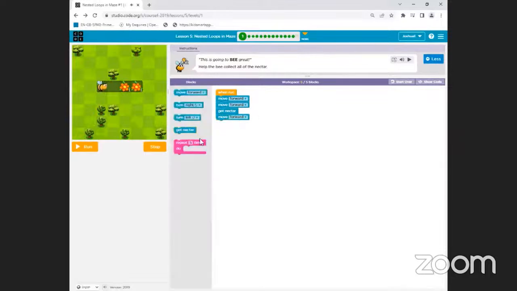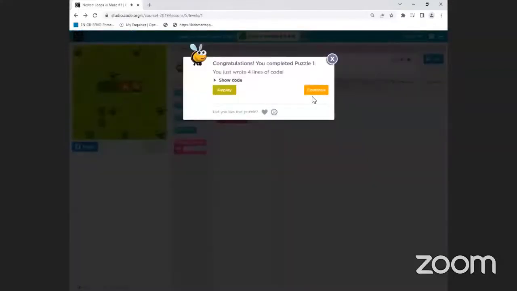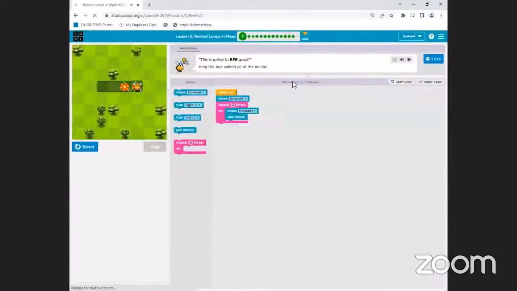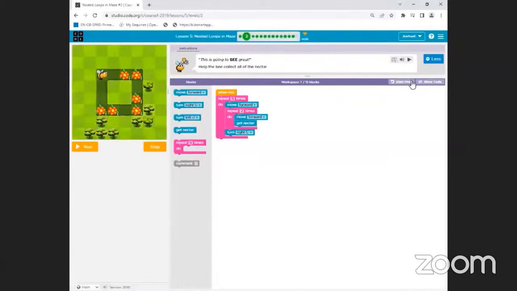But I guess instead I could do this so that it has the right amount. So if I just do that, it should just get the nectar, and it won't make it go over the limit of blocks.